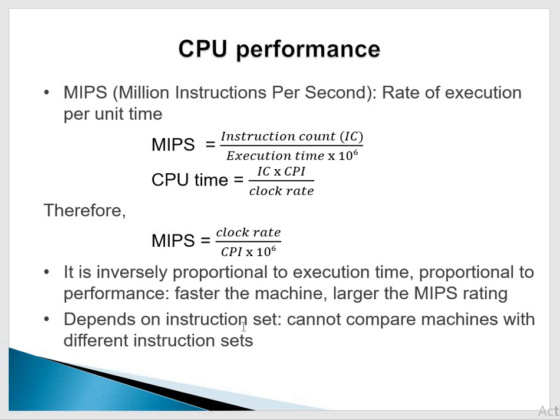MIPS also depends upon the instruction set. If the instruction sets of two different processors are different, then we cannot compare the performance of the CPUs in terms of MIPS, because CPI is a very important part here. As the instruction set changes, CPI may change. That is why we cannot compare the performance of two different processors with different instruction sets.